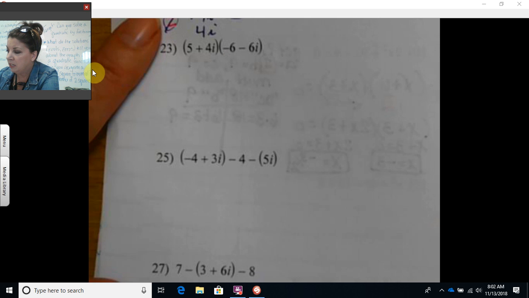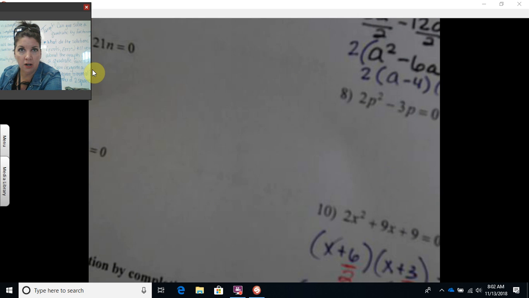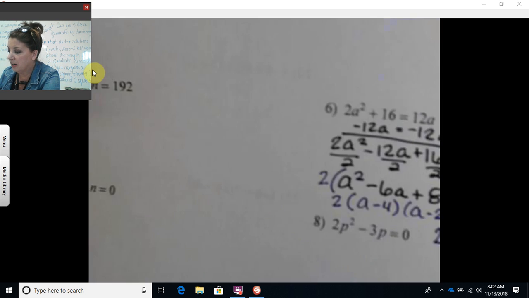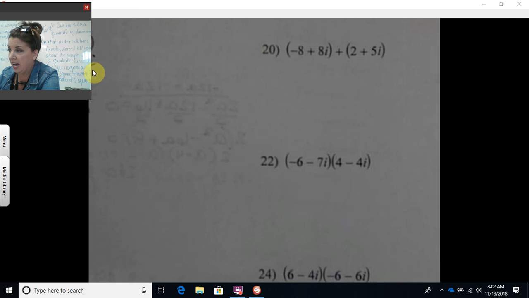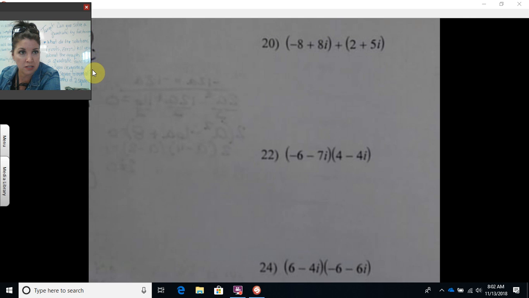Does anybody have questions on those? Okay, so your test will be just like this. There won't be as many problems by far. You'll have some multiple choice, some not multiple choice. Make sure you know how to factor. You know how to solve by completing the square. You know how to simplify a radical. And you know how to add, subtract, multiply complex numbers. Everything that's on this quiz, that's all that's on your test.